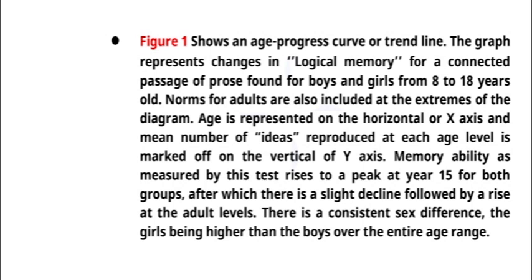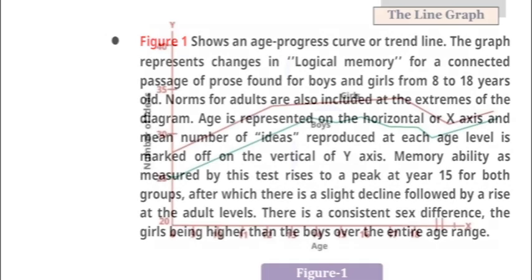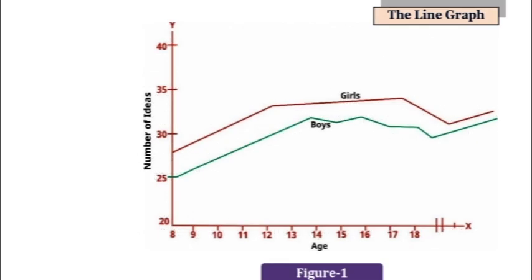Now, memory ability as measured by this test rises to a peak at year 15 for both groups, after which there is a slight decline followed by a rise at the adult level. There is a consistent sex difference, the girls having produced more ideas than the boys over the entire age range. Now, this is what I explained just now at age 15. Then as the age grows, 16, 17, 18, as maturity comes, the number of ideas again increases. So, a slight decline, look here, and then again it shoots up.